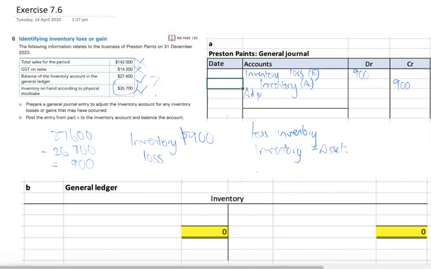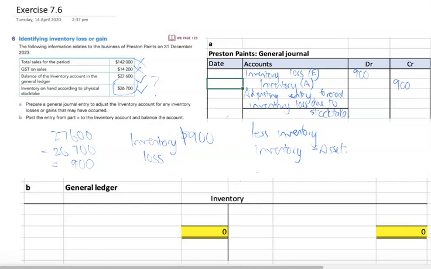And remember, a narration is telling the story, something along these lines. We are doing an adjusting entry to record inventory loss due to stock take. So we don't know why the losses occurred, but we know there is an inventory loss due to stock take. And very importantly, but it's not being given here, we would put a source document there. Let's say that would be a memo.